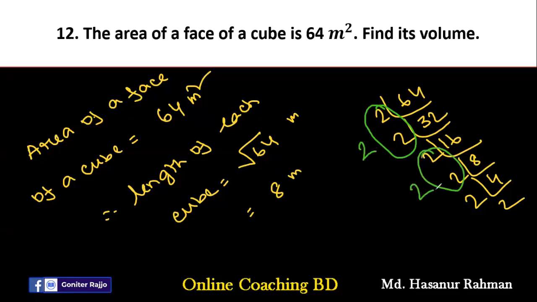From this 2, 2, we have to take 1, 2. 2, 2, 2. If we multiply these three 2s, we'll get 8. 2 into 2 into 2, 8.